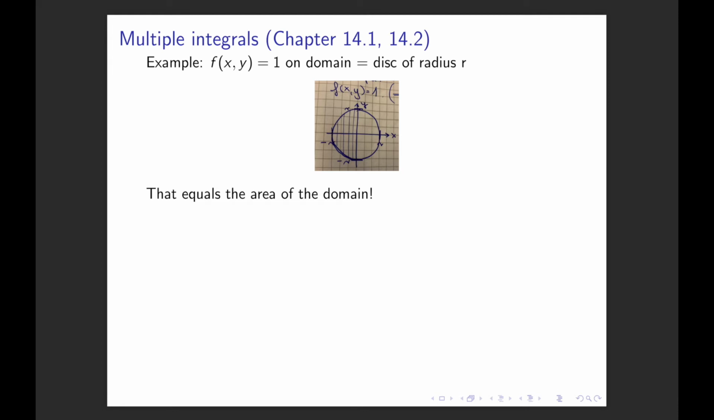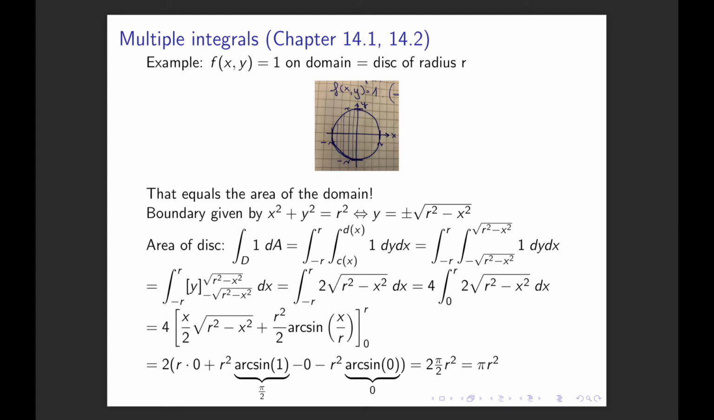Let's do an example for a domain that is not a rectangle. So here a disk of radius r around the origin, and the function we're integrating over it is constantly 1. And that gives us an interesting special case and application of these multiple integrals, namely, if we integrate the function that's constantly 1, we get the area of the domain, because what we're actually computing is the volume, domain times 1 everywhere. So we get the area of the domain. That means we have a different way here of computing the area of a disk. Here's the computation for that.